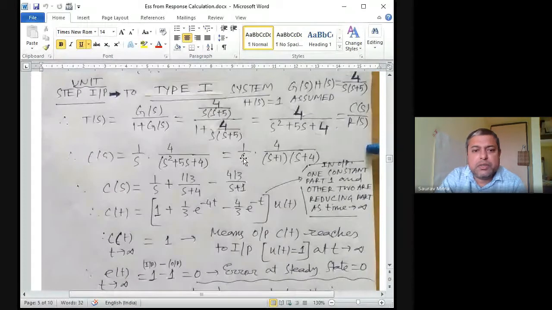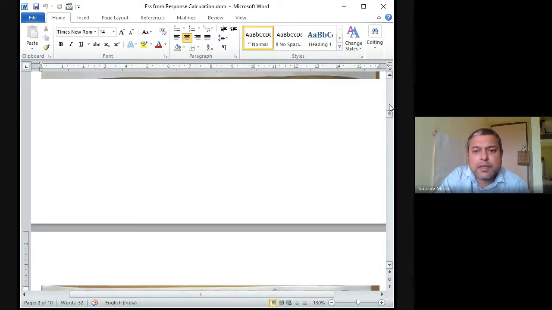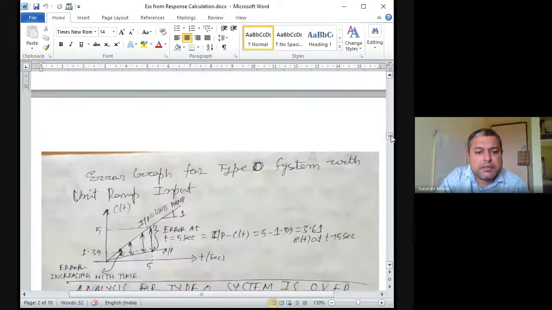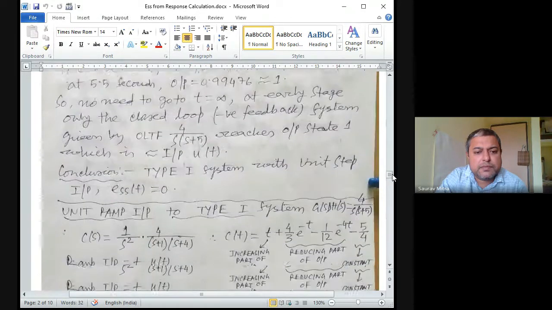So C(s) is equal to R(s) into G(s) divided by 1 plus G(s)H(s). So you should not get confused. In case of ramp, instead of 1 by s, we are putting 1 by s square. That is the same thing we have done. Just give me some time. So this is the case. Next page. Sorry, I have come forward.